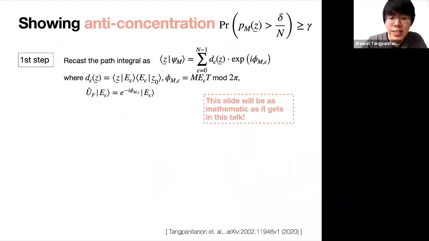Now, this slide is the most mathematical slide in my talk, and after this, it's going to decay. So just bear with me. This is a slide about showing anti-concentration in our system. The first step is we recast this overlap as something that depends on the eigenstates of my Floquet gate operators and something that depends on the eigenvalues of my Floquet gate operators. D here is just an overlap of my eigenstate to the initial and the final state.